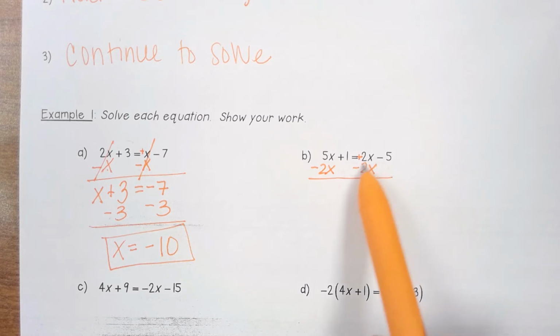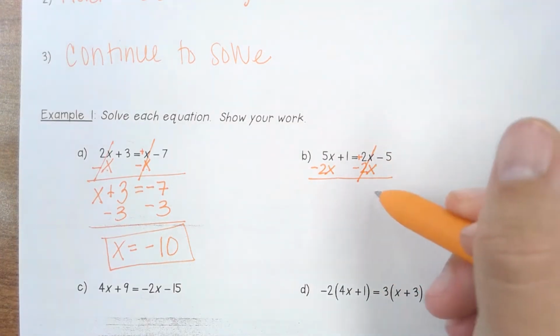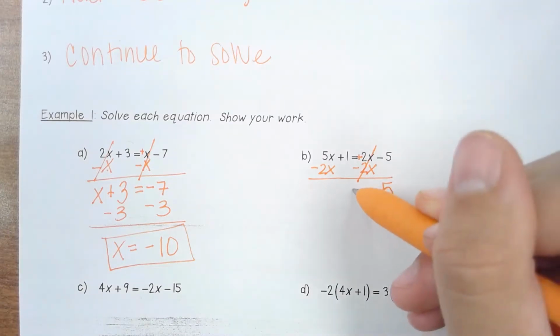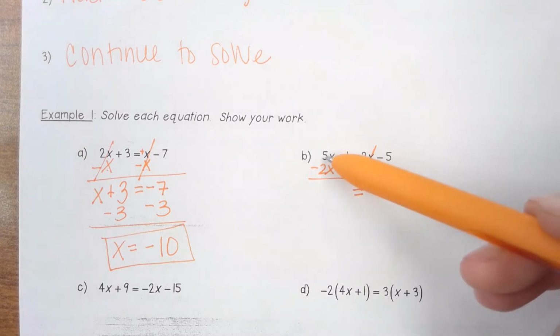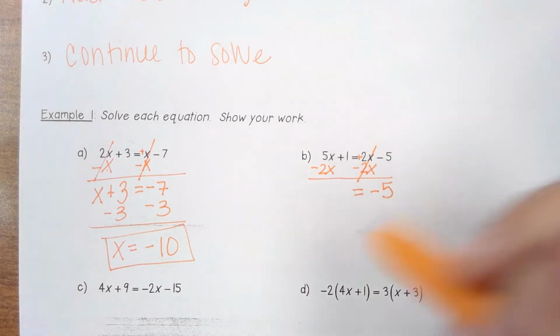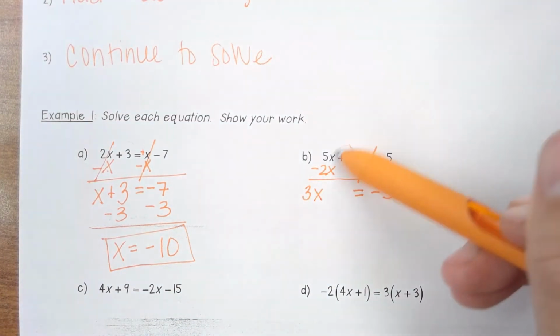So your 2x's over here are going to cancel because that equals 0. You're going to be left with a -5, so you just want to bring that down. And then on the left side of your equal sign, when you take your 5x minus 2x, that gives you a 3x. And then don't forget that you still have a plus 1 up here, so don't forget to bring that down as well.